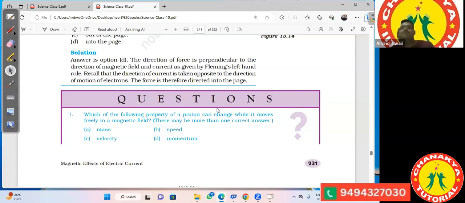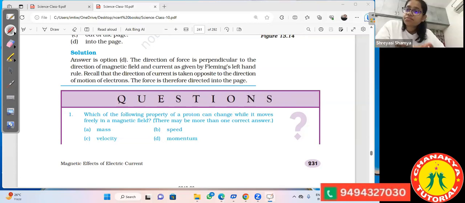Here I'm telling you something which was a part of class 9. You have studied it also, but you have not paid much attention to it. So, which of the following properties of a proton can change while it moves freely in a magnetic field? Since a proton is a charged particle, right?